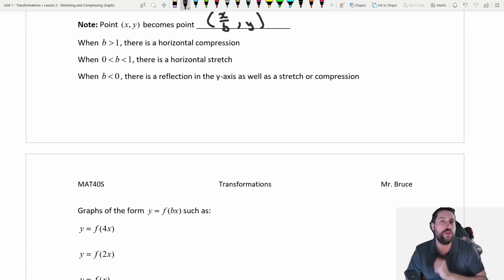A basically tells you what's happening. A is very specific in saying if it's a whole number, you're going to stretch it, and if it's a fraction, it'll be a compression. But b is opposite. When b is greater than 1, it's actually a compression. When b is in between 0 and 1, that's when you have a stretch. And when b is less than 0, you have a reflection, and then a stretch or compression. Let's try some examples of what I'm talking about here.